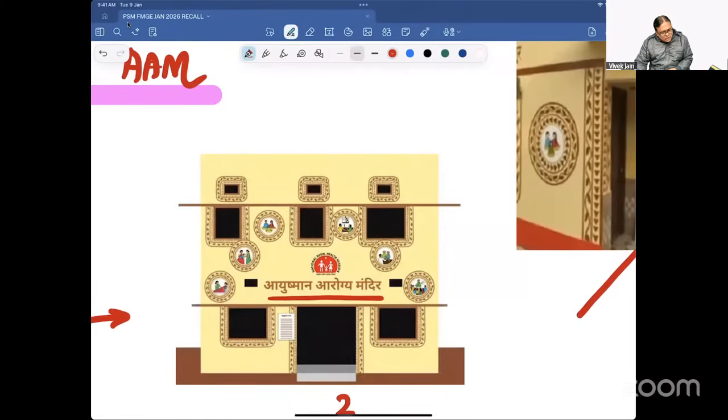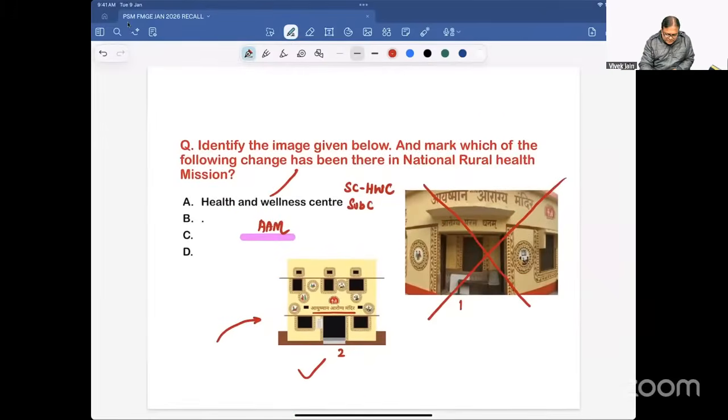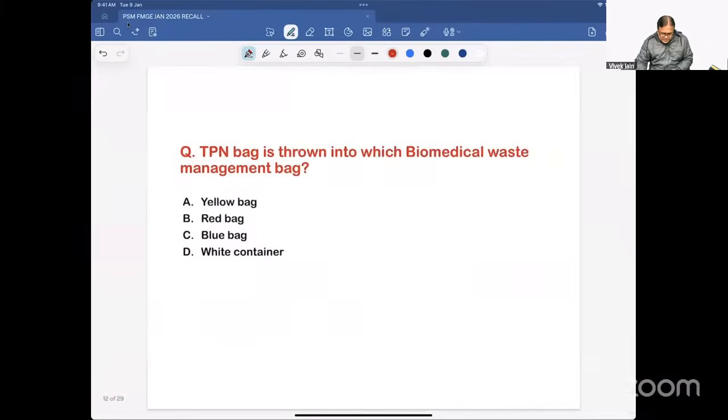New name is Ayushman Arogya Mandir. Earlier it was Health and Wellness Center, Sub Center under Ayushman Bharat program, and that came to be known as Ayushman Arogya Mandir. No name was there on the photograph. Okay. So Ayushman Arogya Mandir. Okay. TPN bag is thrown into which biomedical waste management bag?